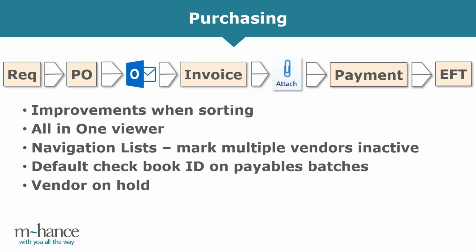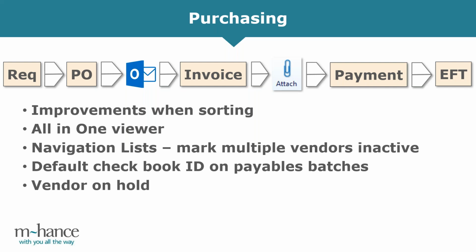We've got an all-in-one viewer for purchasing as well. And the navigation list, again, we've got the ability to do lots of different functionalities, whether it's marking multiple vendors inactive or just quickly finding out a bit more information about them and your current balance with them. You're able to default within the system now a checkbook ID when you've got payables batches, just improving that process, and the ability to put vendors on hold, and a bit similar to when we saw in the sales of having the warning sign, a similar warning sign as that.